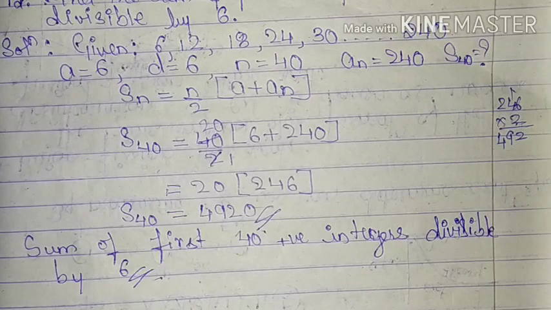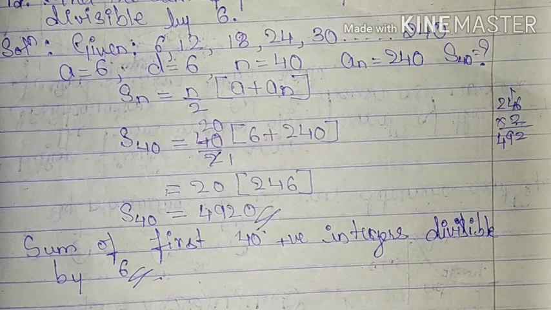Whenever they ask you to find the sum of these many positive integers divisible by some number, say 11, 12, 15, 8, 9, anything, just write the multiplication table for that number up to the given terms. Suppose they ask you to find the sum of first 20 positive integers divisible by 5, then your list of numbers will be 5, 10, 15 and so on up to 20 fives, that is 100. So your a is 5, an is 100 and n is 20. You can find S20 there.